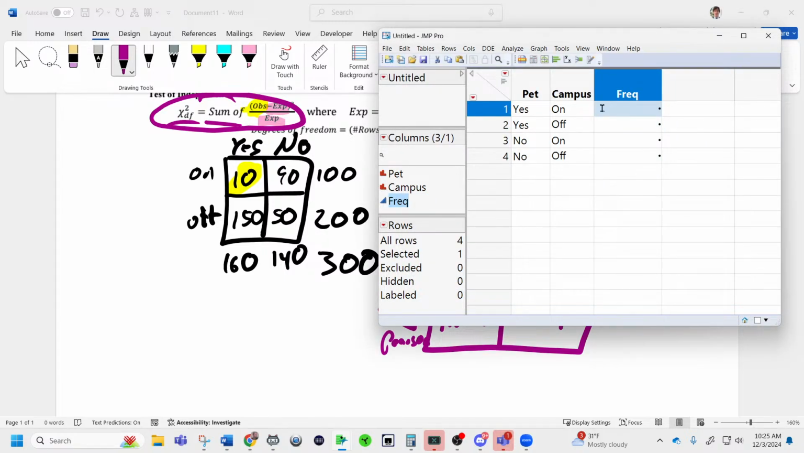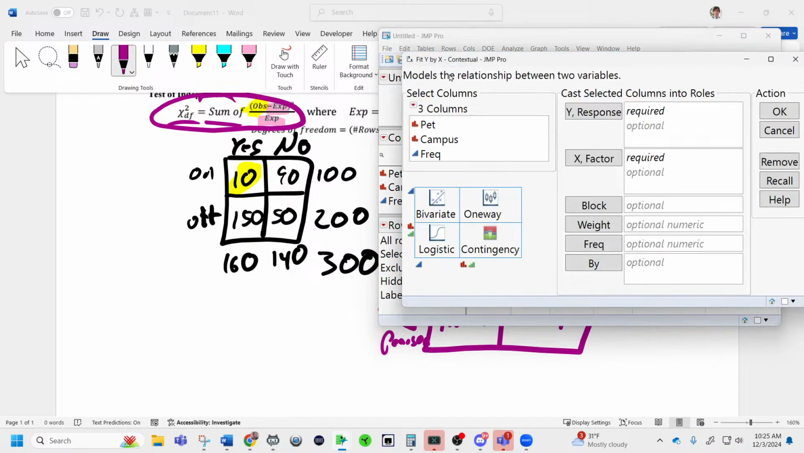Frequency with which data occurs. Yes, on campus is 10. Yes, off campus is going to be 150. Wait, yes, that's off campus. Yes, that's right. No on campus is 90. And no off campus is 50. And now we go to analyze, fit y by x. We look at, is a pet explained by being on or off campus? Just being on or off campus explained why someone has a pet. Frequency here, good to go.